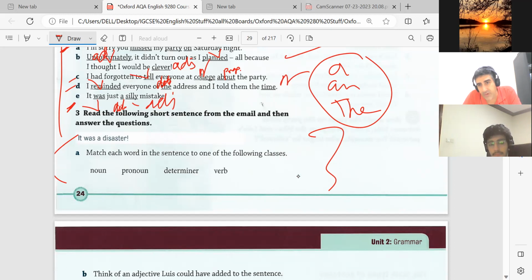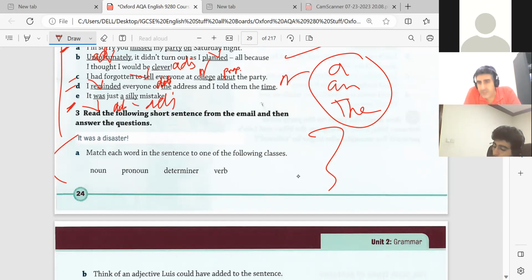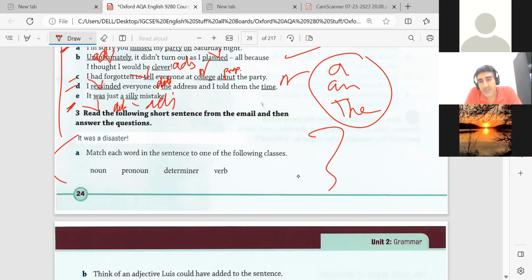Again, who can repeat the 7 parts or the 7 word classes? Can you repeat them, Muhammad? Yes, Mr. Noun, verb, pronoun, determiner, okay. Verb, adjective, adverb, and prepositions. Yes, prepositions. Exactly. Okay, so we have 6 word classes. Oh, 7. Sorry, 7, not 6, guys. Whoever is not sure, 7 word classes, not 6.